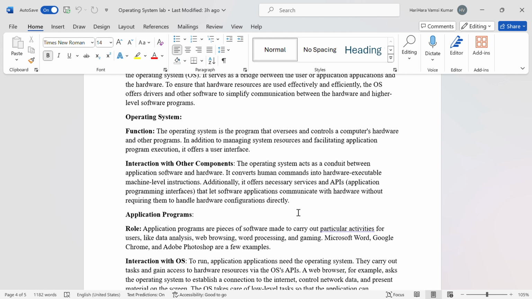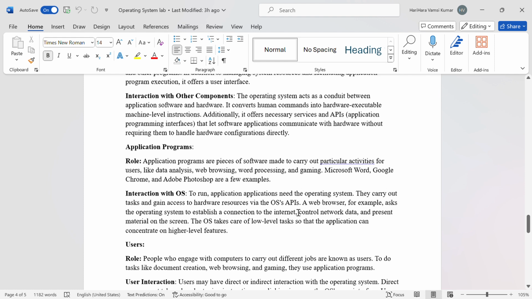It converts human commands into hardware-executable machine-level instructions. Additionally, it offers necessary services and APIs that let software applications communicate with hardware without requiring them to handle hardware configuration directly.